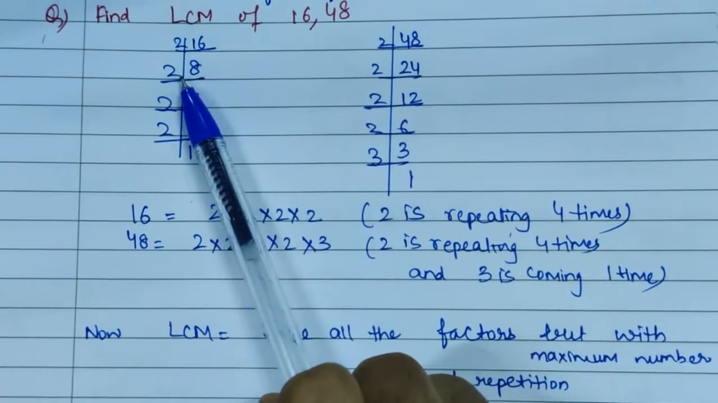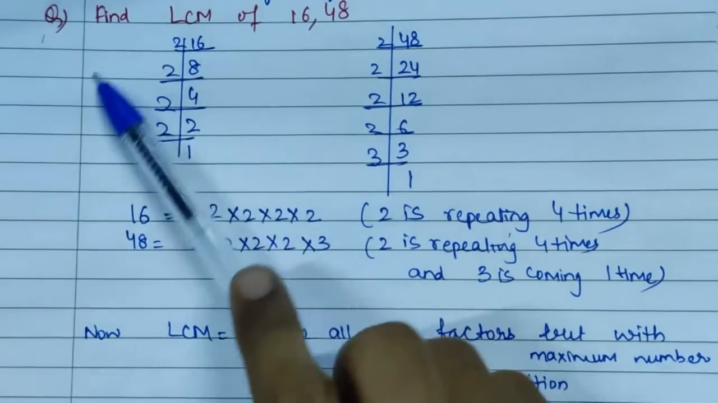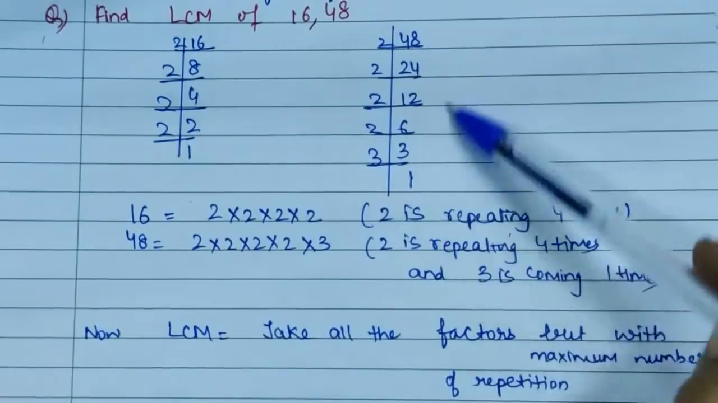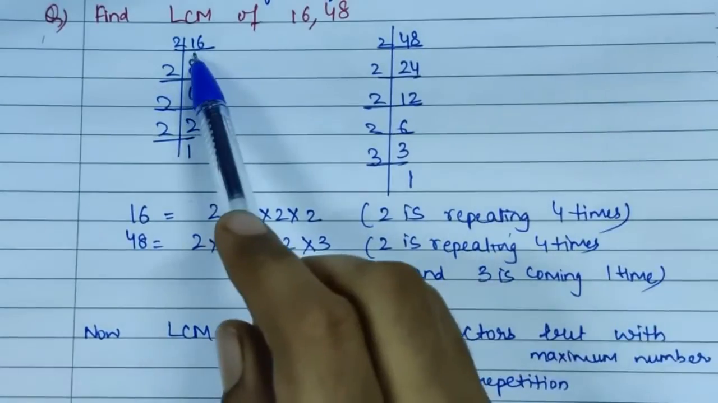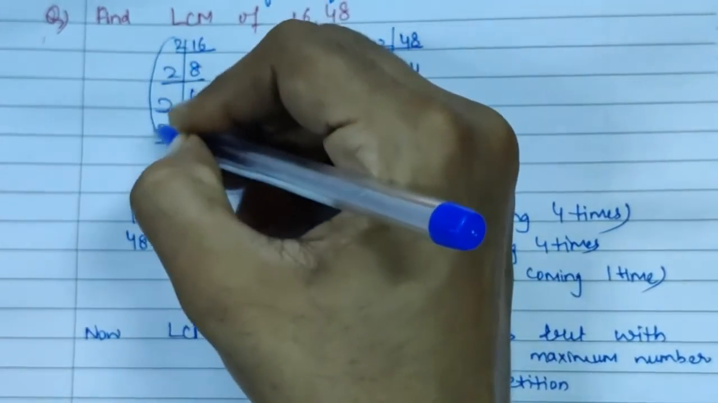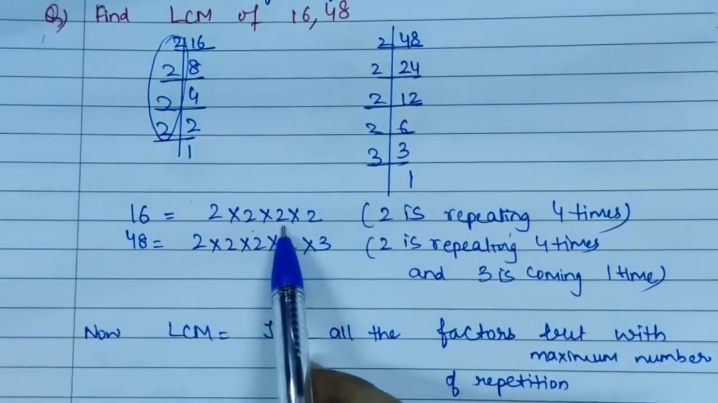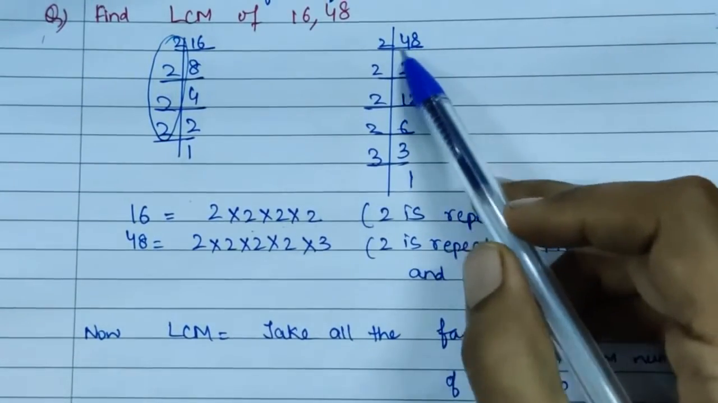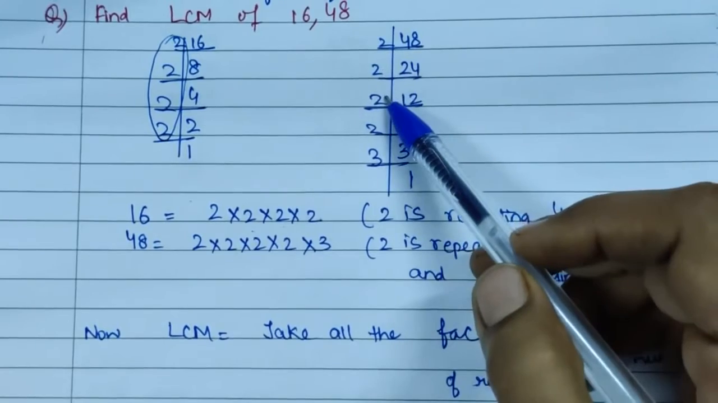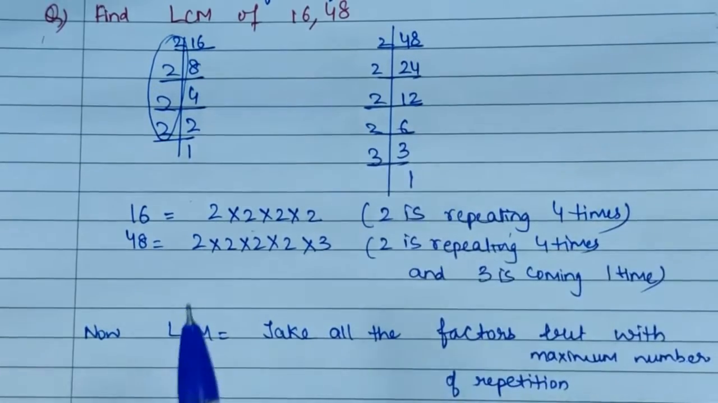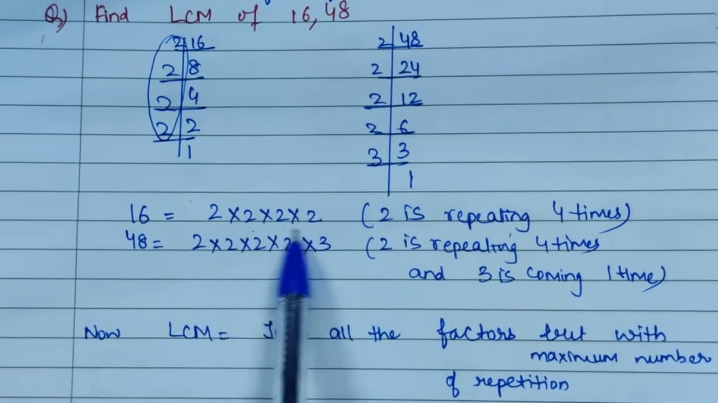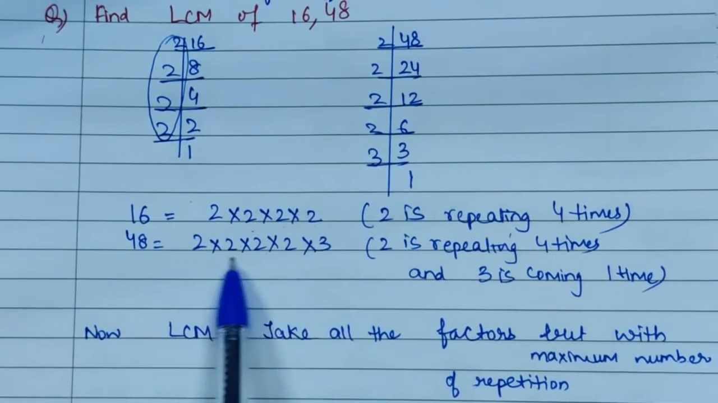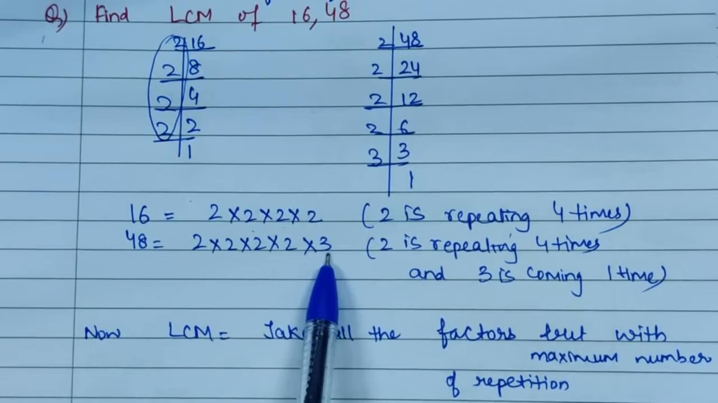Again children, as we have done in the HCF, again we will find the prime factorization here. We have to find out the prime factorization of 16 and 48. Now 16 can be written as 2 into 2 into 2 into 2. 48 can be written as 2 into 2 into 2 into 2 into 3. Now what you have to do, see very carefully. 2 is repeating 4 times and 3 is only coming 1 time.